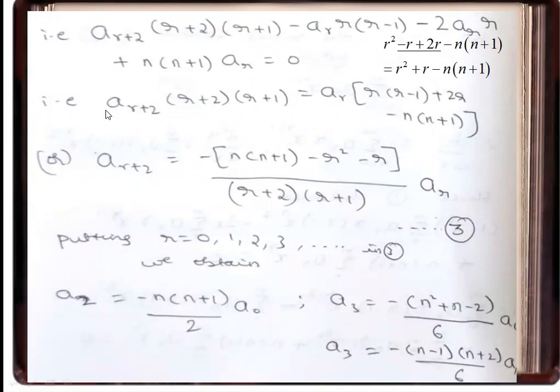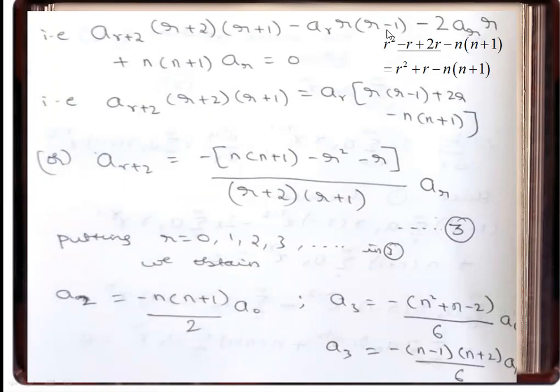Next, we shall solve for a suffix r plus 2. This first term we shall keep in the LHS. Next, remaining all terms we shall send to the RHS, so that what you get, a suffix r. Here for the three terms, a suffix r is common, so I have taken a suffix r as a common term. So what you get here, r into r minus 1.